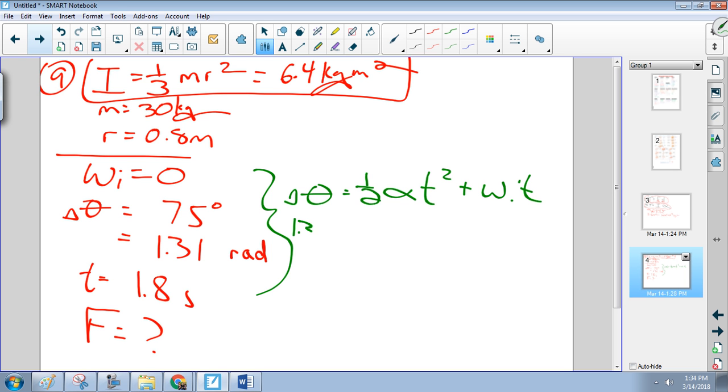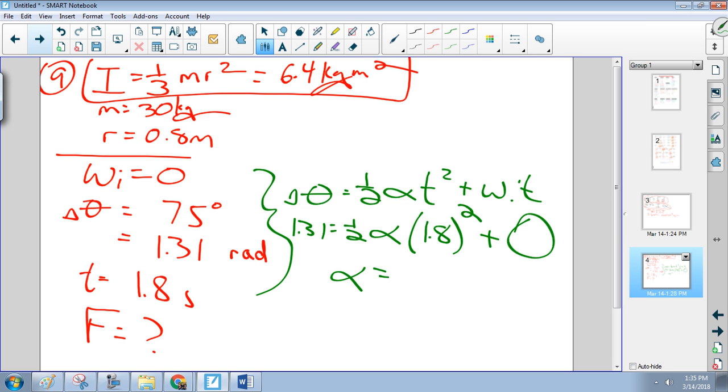All right, so 1.31 equals 1/2 alpha, which is what we're looking for. Our time is 1.8. Don't forget to square it. Omega i is 0. And solve for alpha. So, if you do this, your alpha turns out to be 0.808 radians per second squared. Good? Any problems?